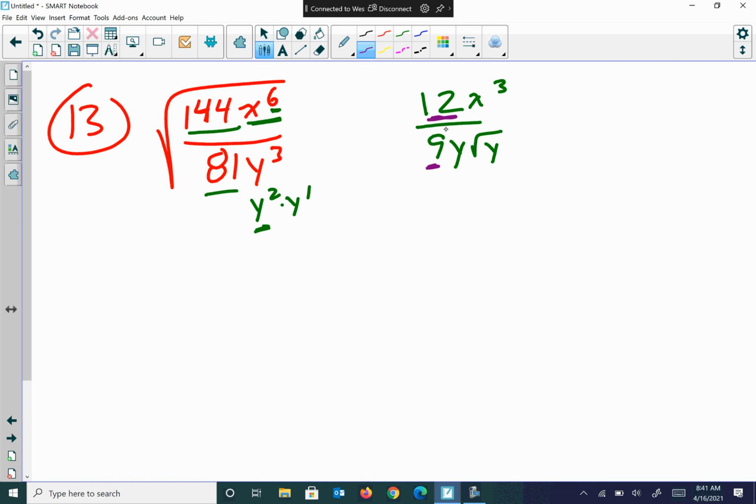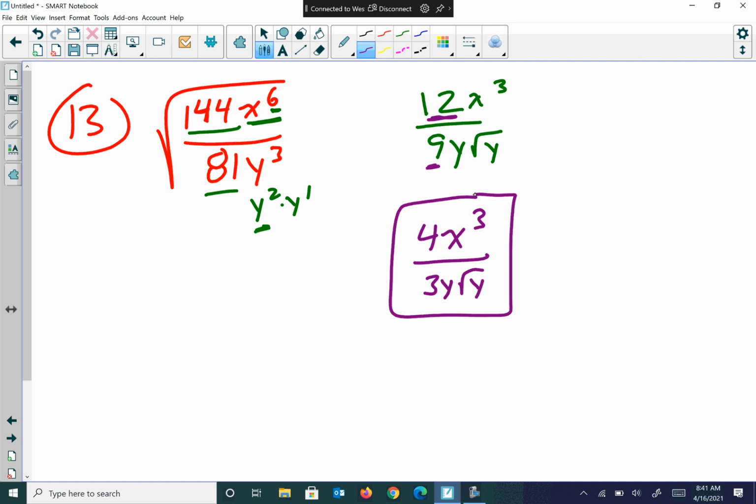12 over 9. I think 3 goes into both of them. So I get 4 on top. I get 3 on bottom. And we're pretty much there. We don't have to do that. We can just keep it. Okay. So 15 follows the same suit as this one. The nice thing is we're not going to be left with any radicals, I don't believe.